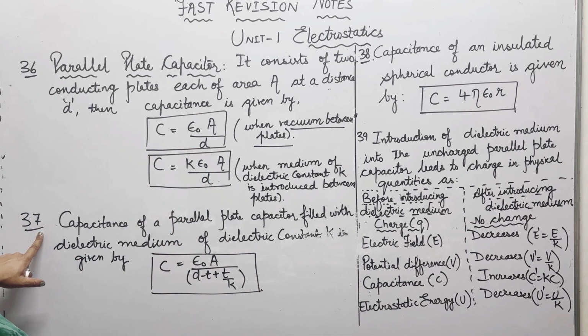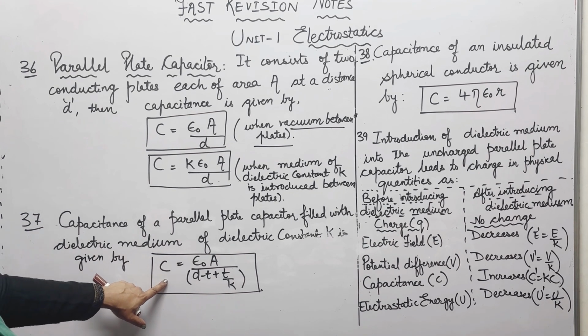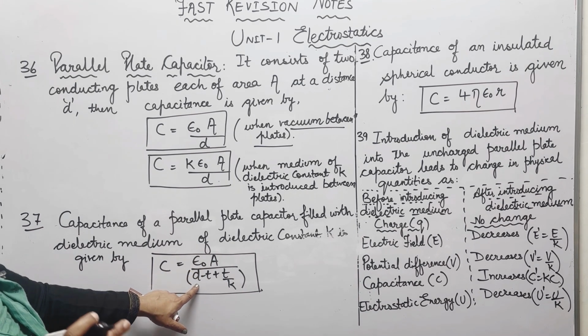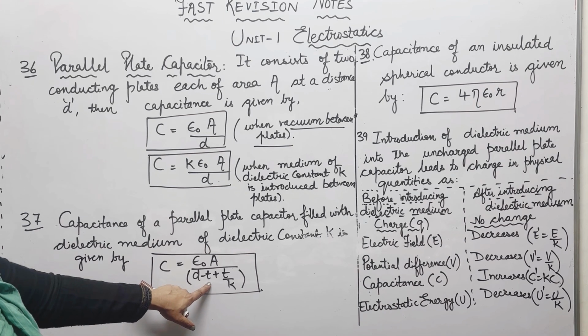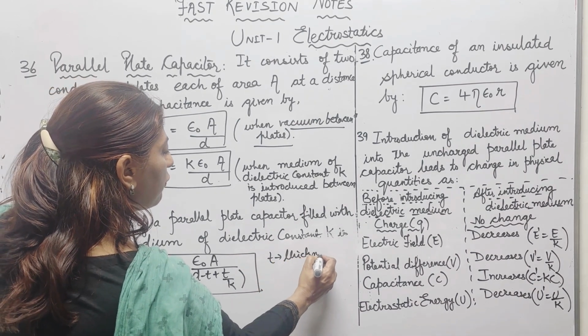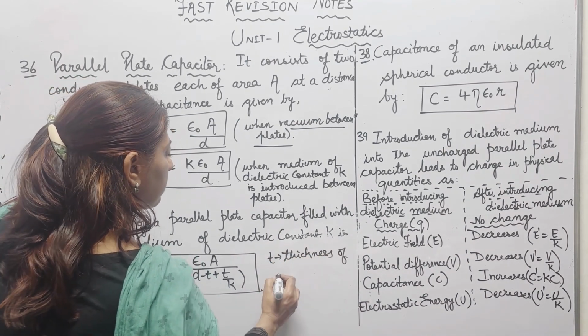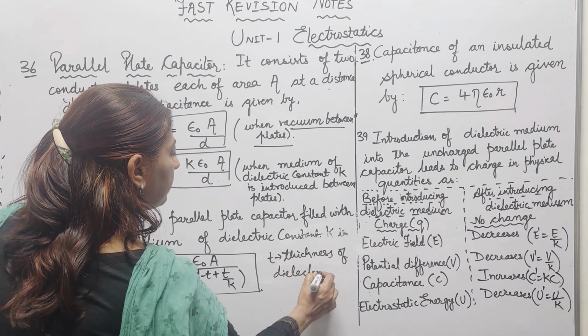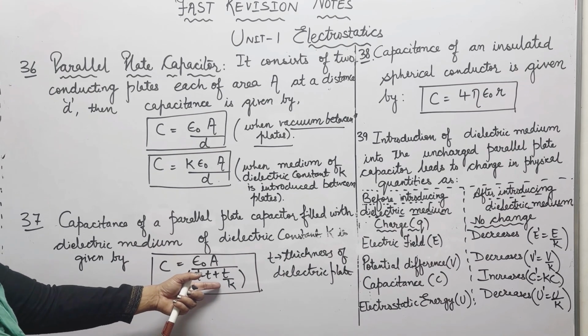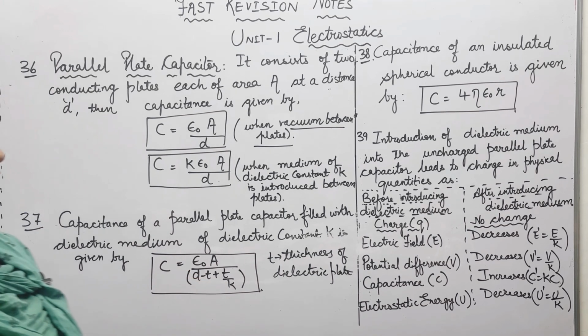Capacitance of a parallel plate capacitor partly filled with a dielectric medium of dielectric constant K is given by C is equal to epsilon naught A divided by d minus t plus t by K, where d is the distance between the plates and t is the thickness of the dielectric plate that is being introduced.